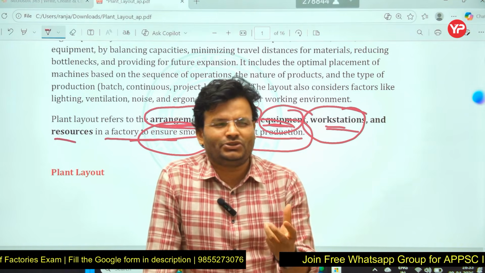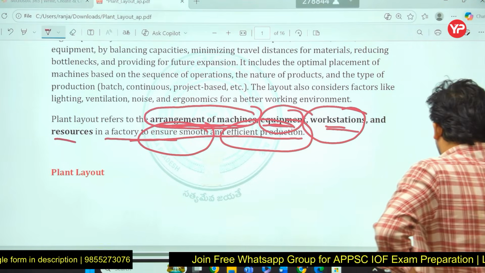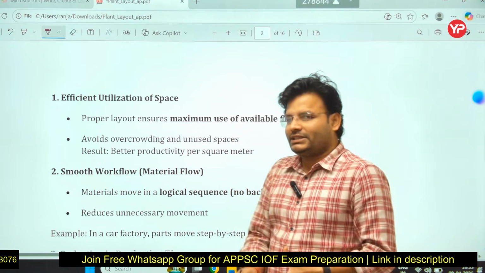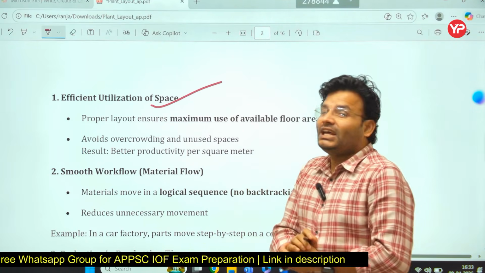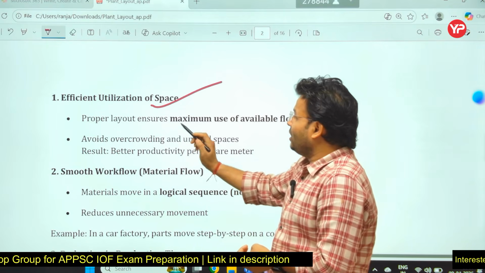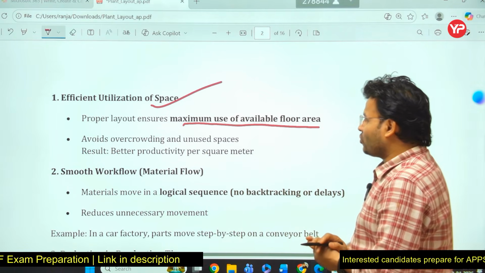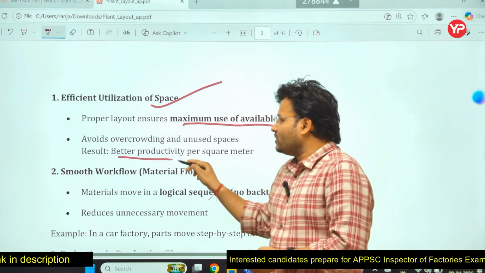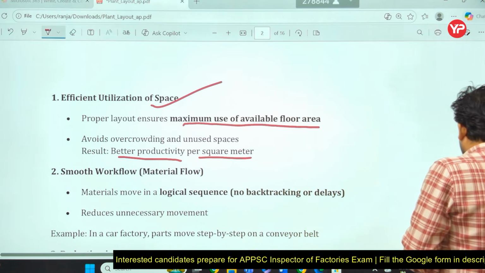Now we will discuss the different types of layout. First, what is the advantage of the plant layout? Obviously it is the effective utilization of space. A proper layout ensures maximum use of the available floor area and avoids overcrowding and unused space. So there will be better productivity per square meter.